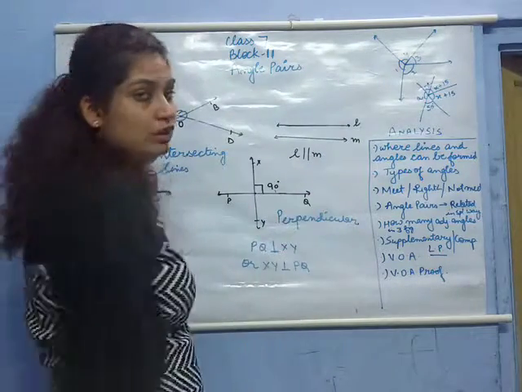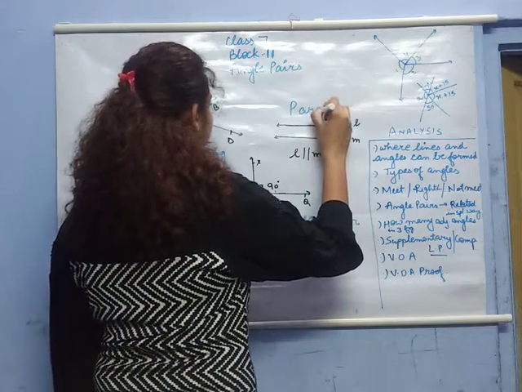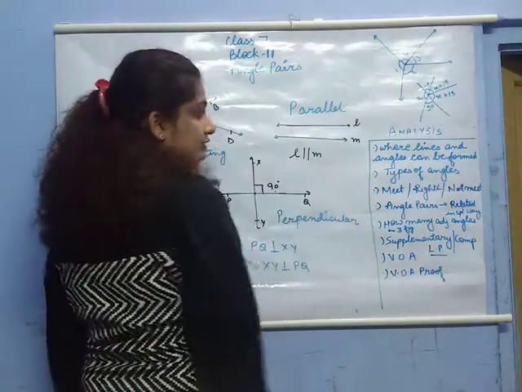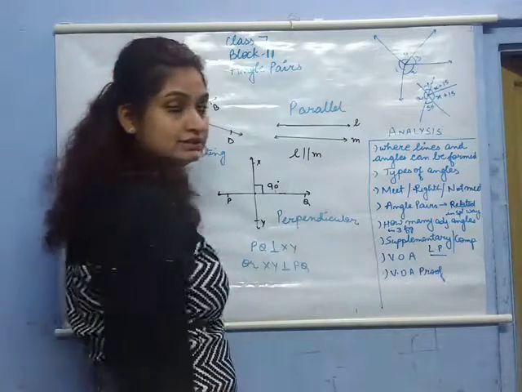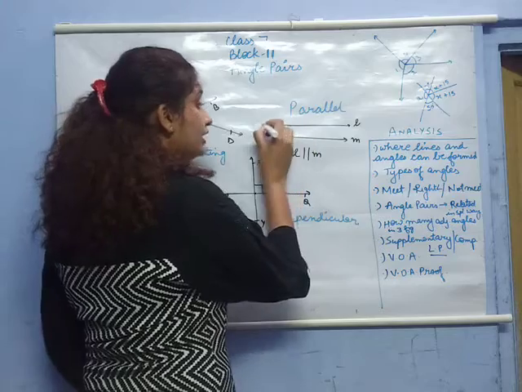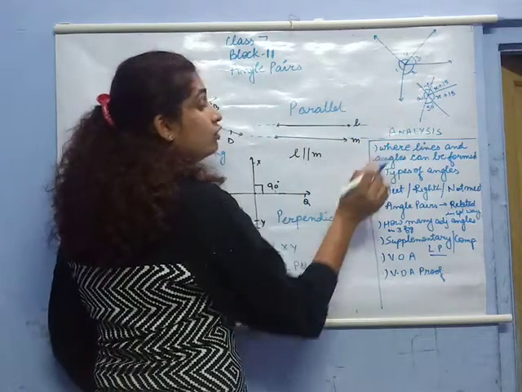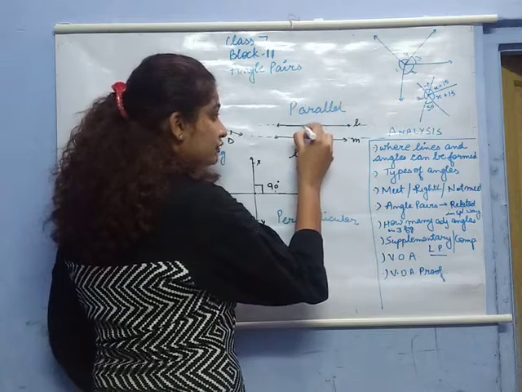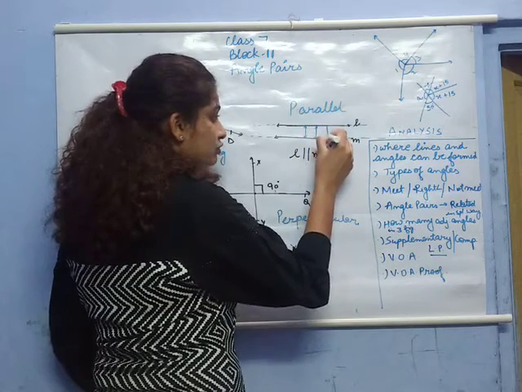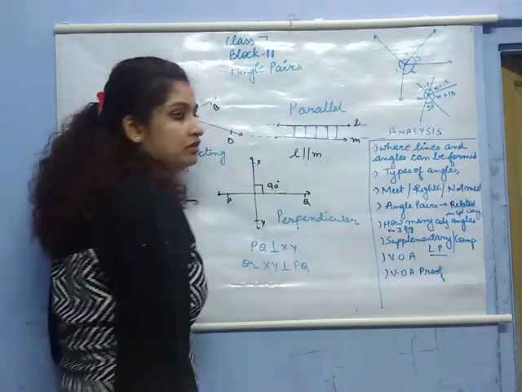What are these lines called? These lines are called parallel lines. The symbol of parallel lines is this. L is parallel to M. What are parallel lines? No matter how much you extend them, they will never meet, and the distance between them remains the same throughout, right?